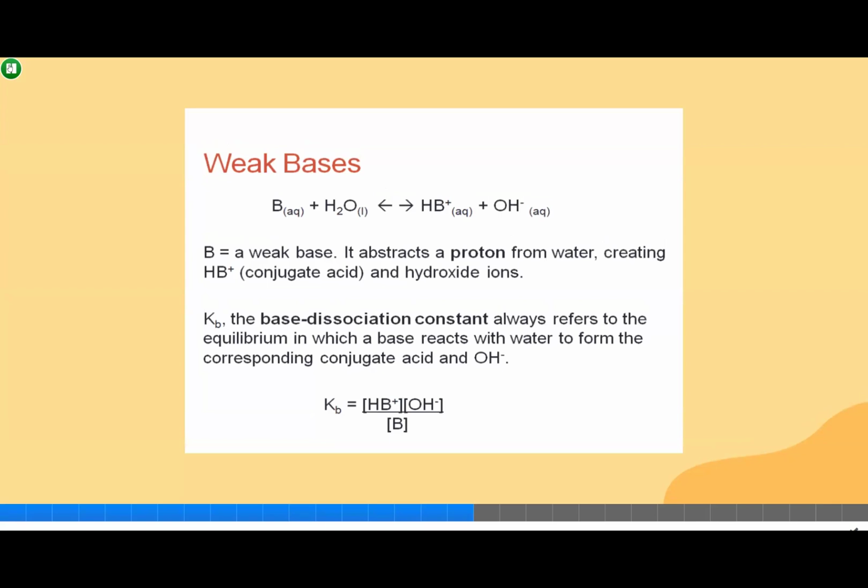This is called our base dissociation constant or base ionization constant. It always refers to the equilibrium in which a base reacts with water to form its corresponding acid and the hydroxide ion. So we have our base plus water yields our conjugate acid plus hydroxide. And we get our base ionization constant to be the concentration of HB, your conjugate acid, times the concentration of your hydroxide ion, all over the concentration of your initial base.